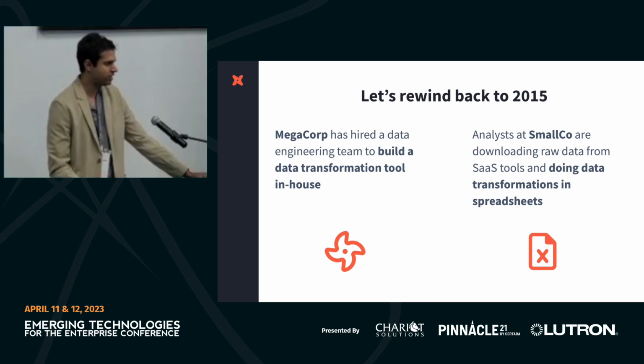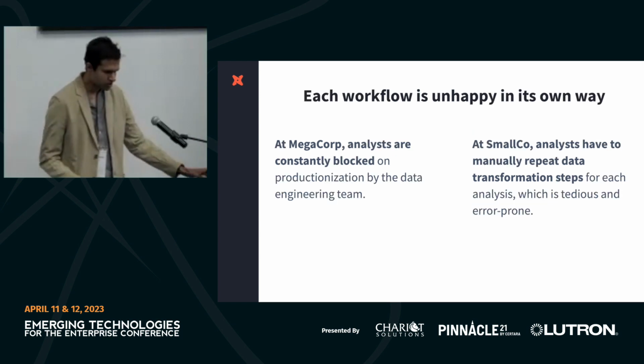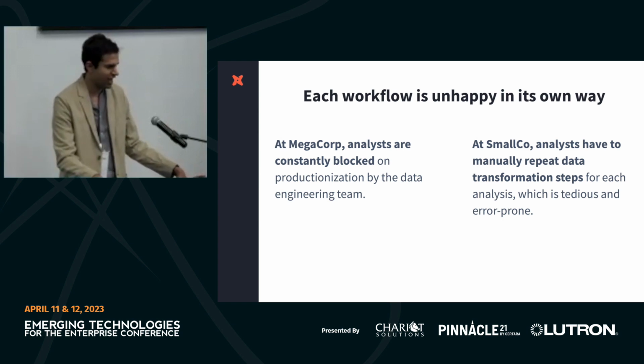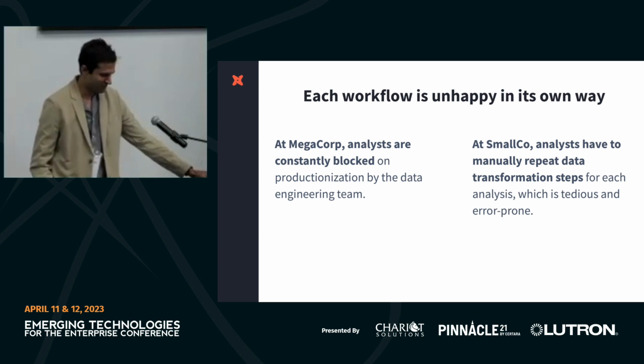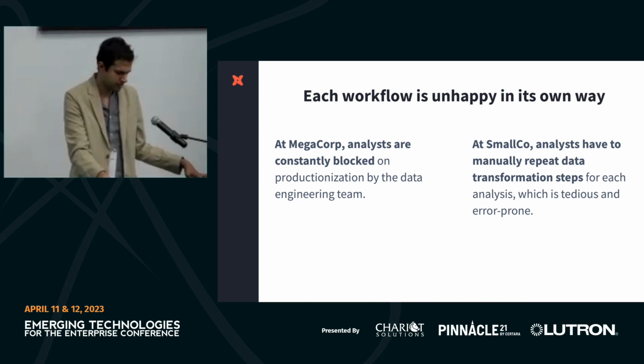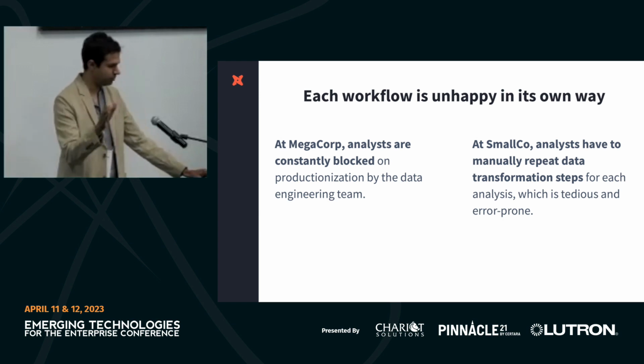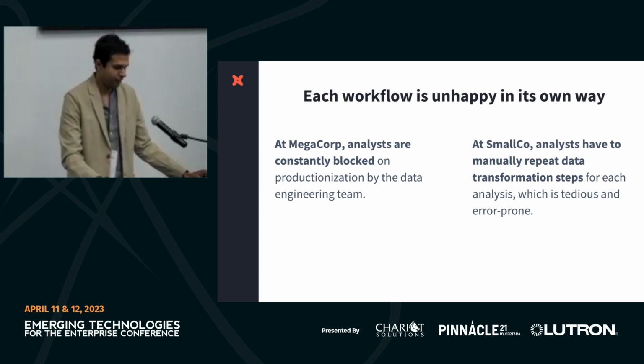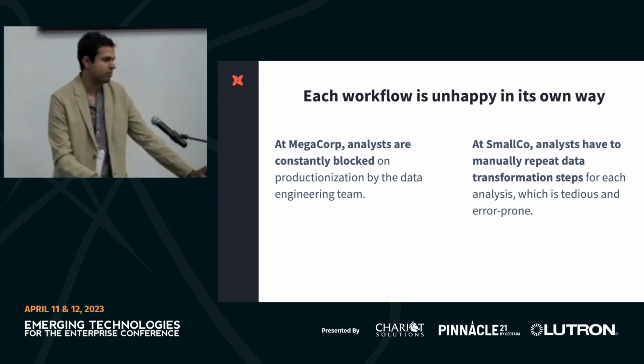I think this is pretty accurate timeline wise, because Airflow was open sourced in late 2014. So this tracks. To borrow a quote from Tolstoy, each workflow is unhappy in its own way. At Megacorp, analysts are constantly blocked on productionization by the data engineering team, because the data engineering team, who are a software engineering team, are the only ones who can really ship to prod. The process is generally you have to file a ticket with them. They have to read your SQL, convert it into performant Spark or Hadoop or whatever framework they're using, and then deploy it and monitor it. And essentially, they have an infinite backlog, right? So how are you going to get prioritized on that backlog and on their roadmap? That's the problem at Megacorp.